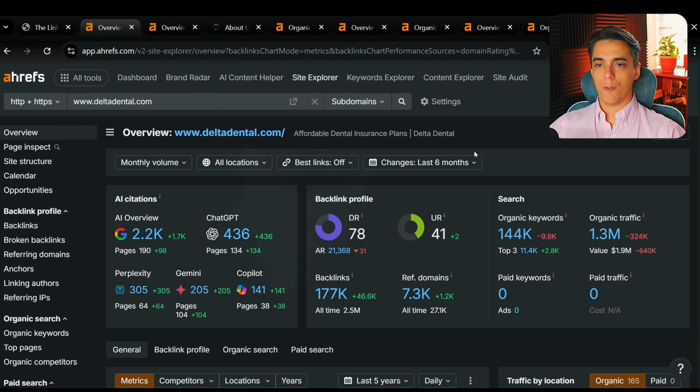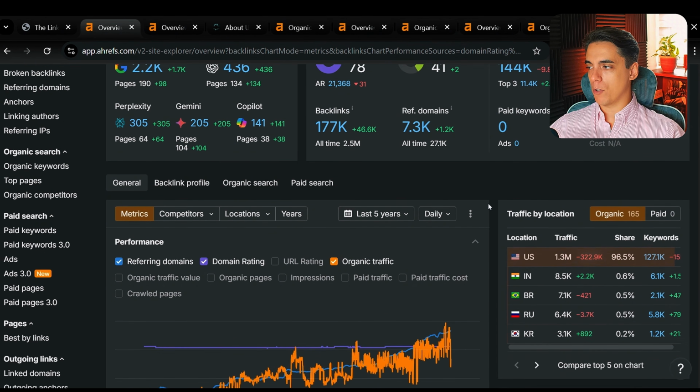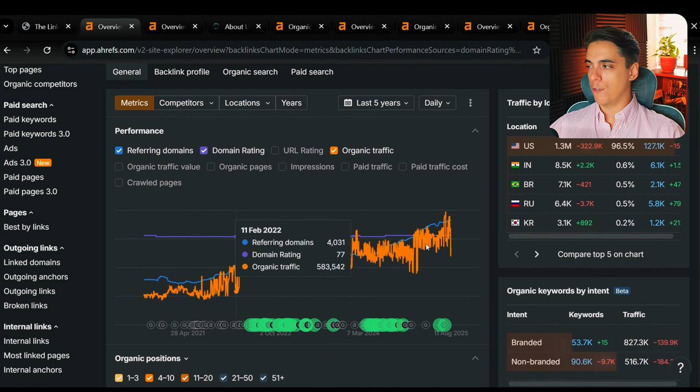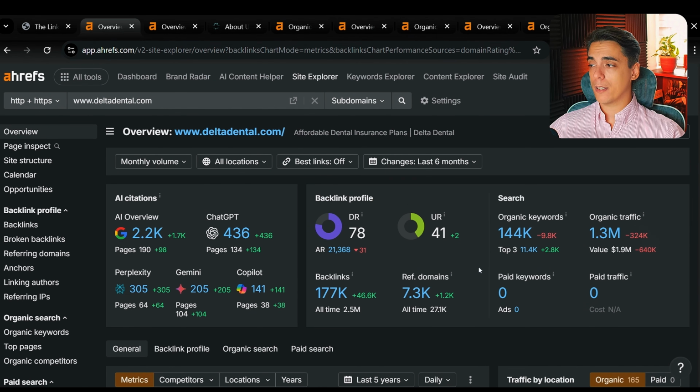So this is what we have, right? We have Delta Dental here, which was that one big broad competitor we saw earlier. And as you can see, they have just so much traffic and they rank for just so many keywords. They've been going on for years already. So if we wanted to catch up with these guys, which is not the right competitor to look at because they're an insurance company, we will be spending thousands and thousands of dollars and most likely pointing our link building campaign in the wrong direction.